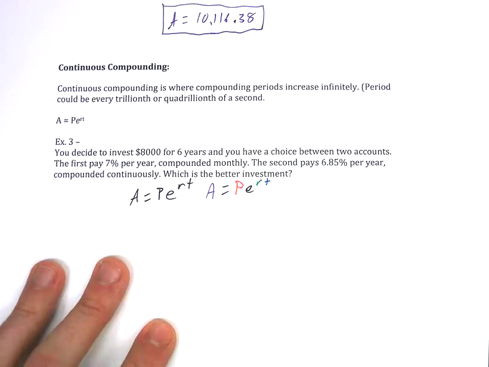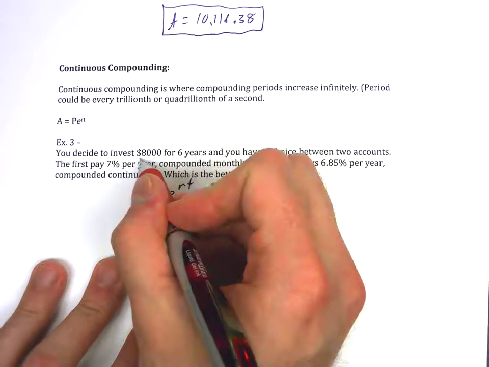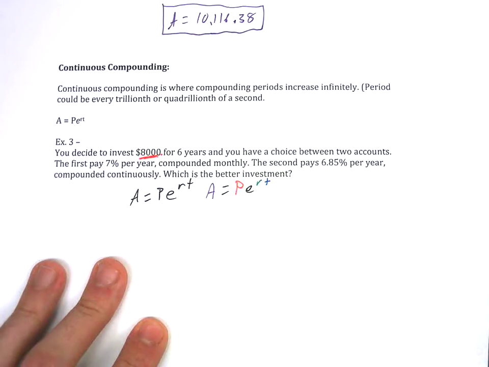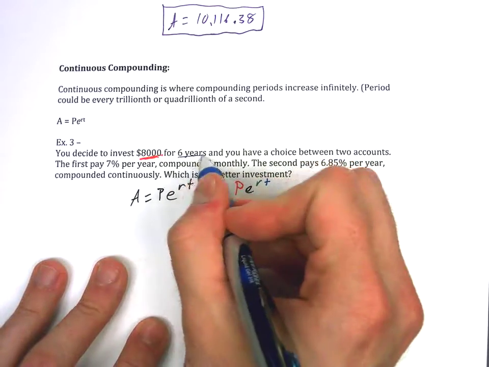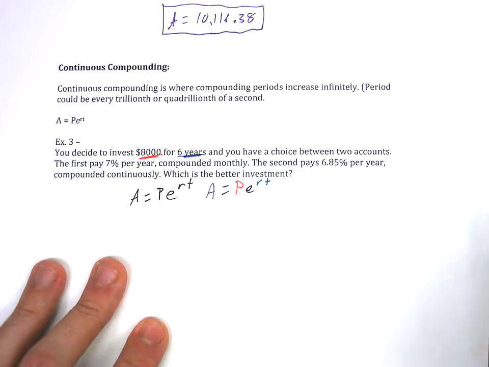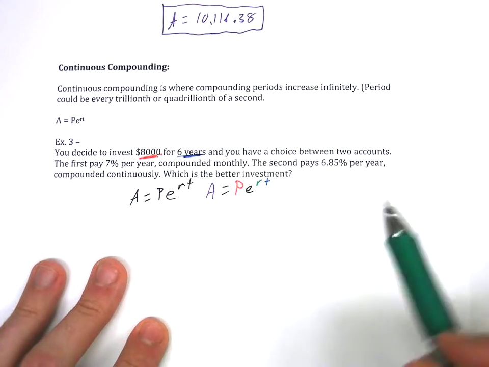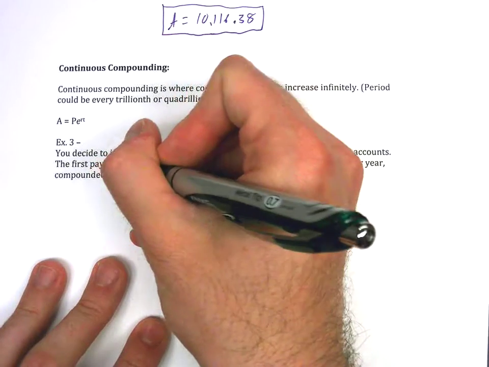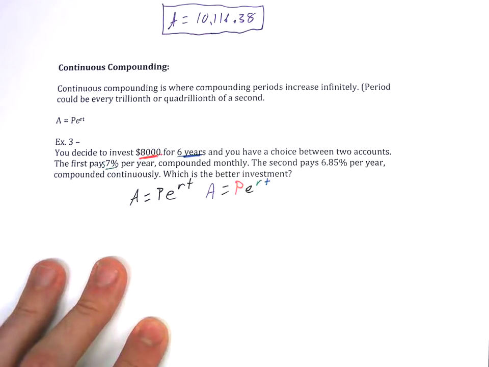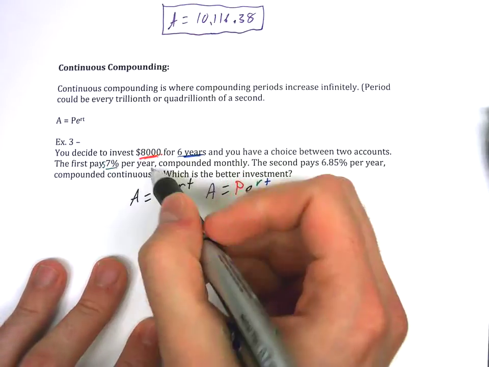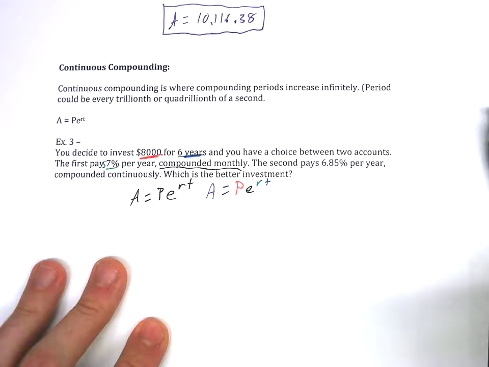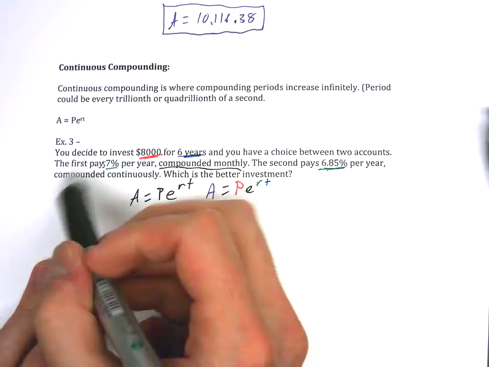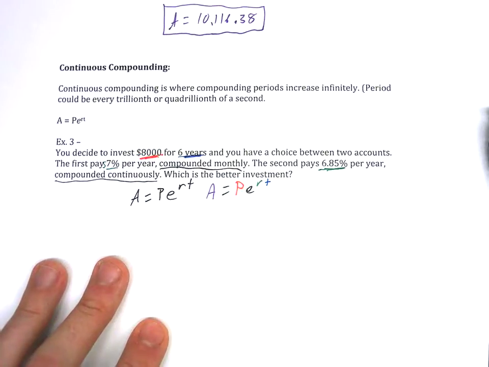So our example here says you decide to invest $8,000, our principal, for 6 years. So we're given our time right off the bat at 6 years. And you have a choice between two accounts. The first pays 7% per year, and it's compounded monthly. So this is something that's a key here. The second pays 6.85% per year and is compounded continuously. So this is the important piece. And we want to know which is the better investment.